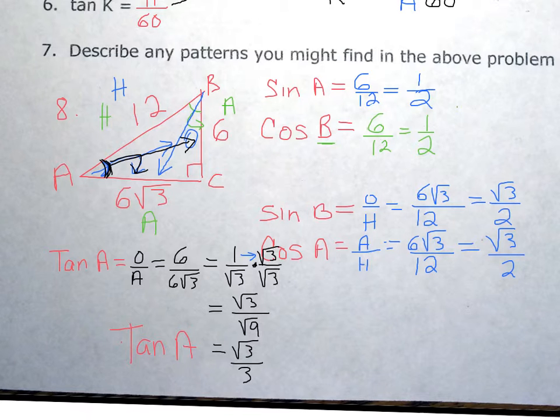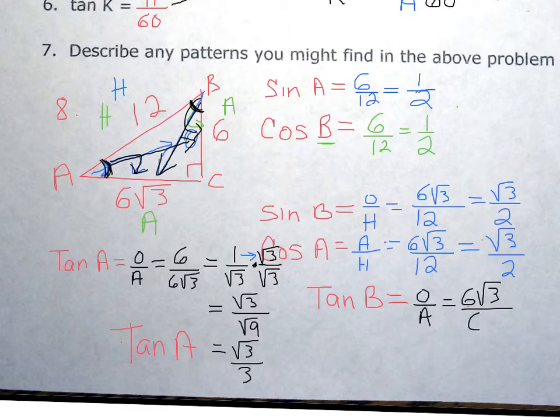Now let me get tangent of B. Okay, so now from tangent of B, I have to look at the B angle, and I need opposite over adjacent. Okay, so what is the length of the opposite side from B? 6 square root of 3, and the adjacent is 6. Can we reduce that? Yes, that's just 1, so it would be square root of 3. So here, tangent of B is just square root of 3.